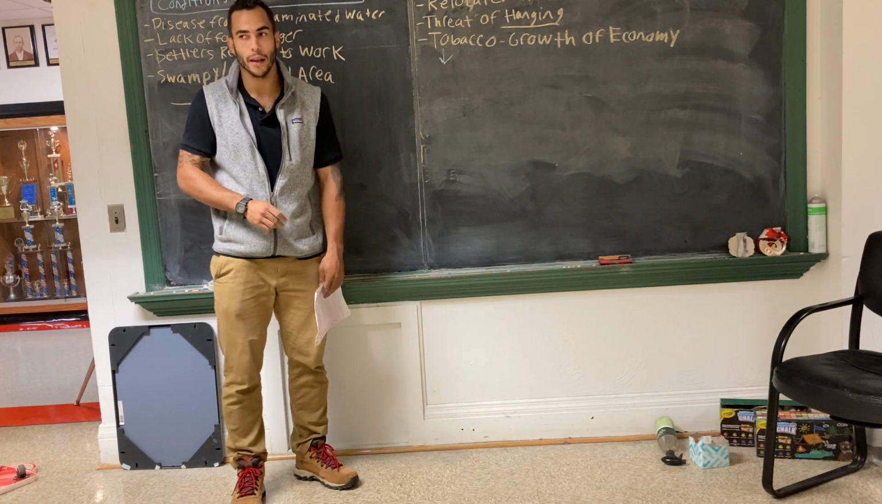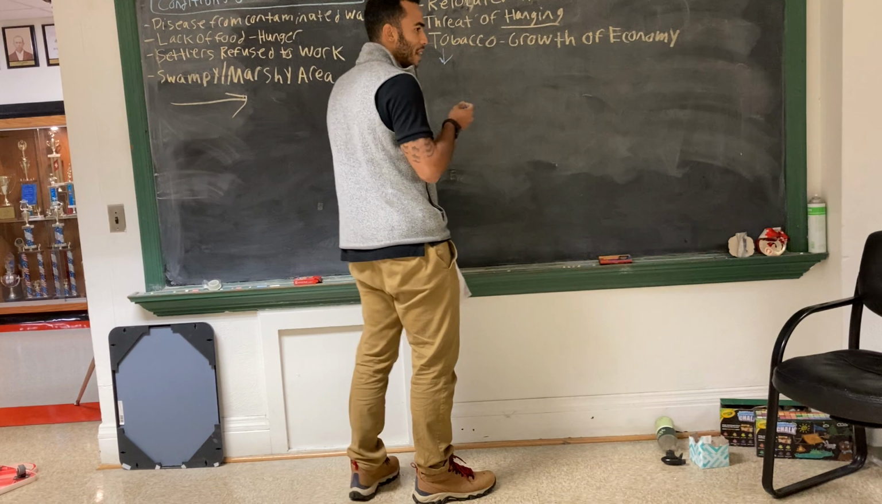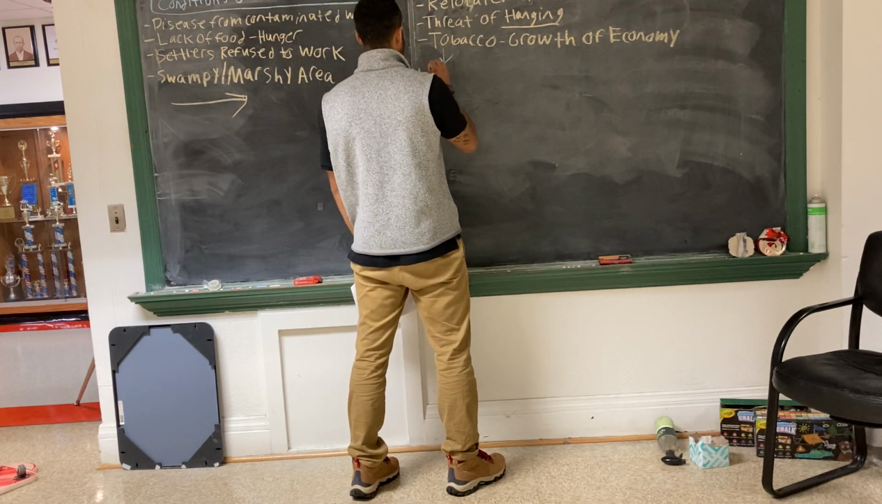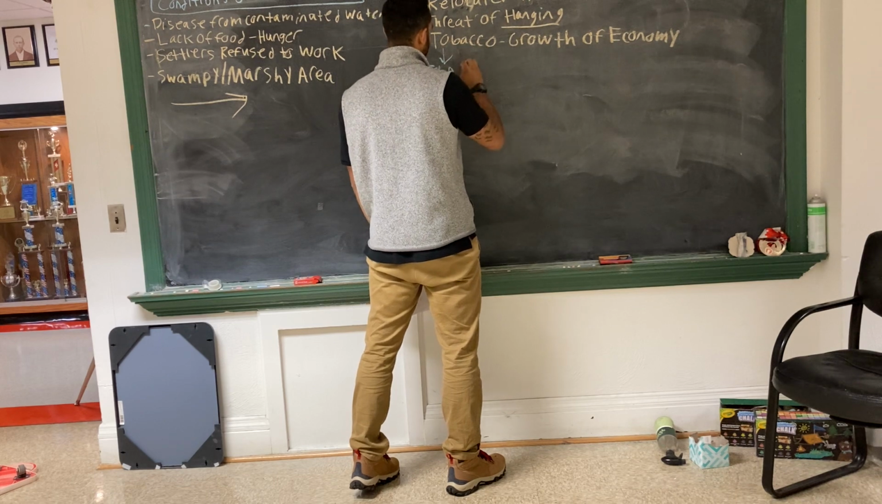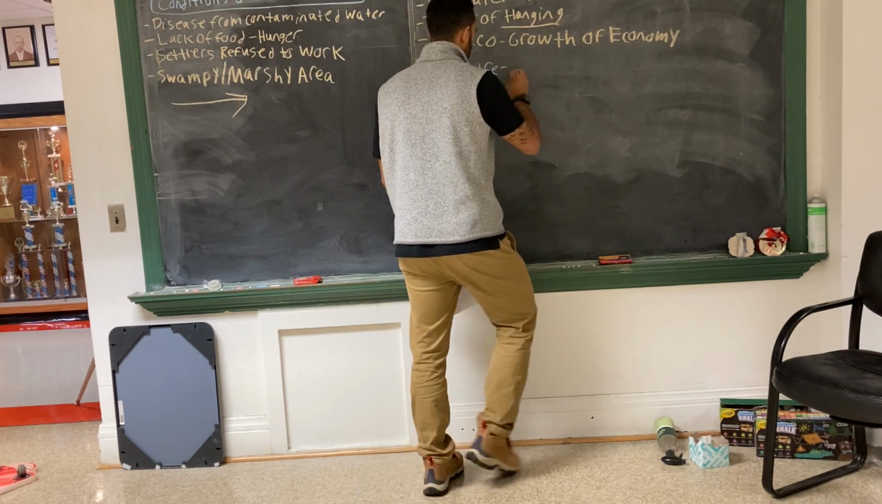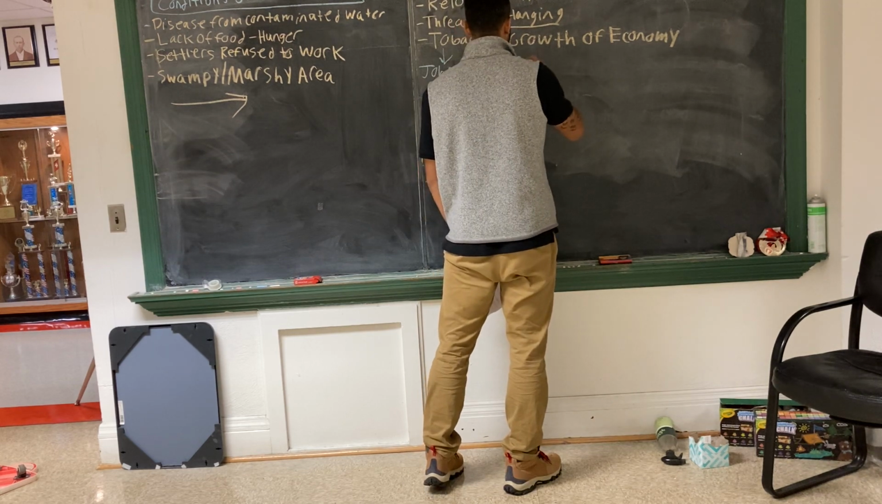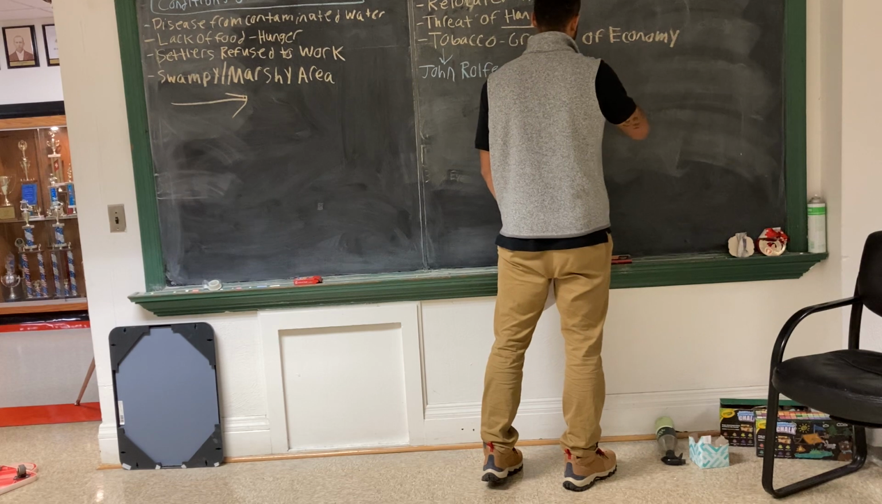His name is John. F. Kennedy. John Rolfe. What'd you say? John Elway. John Elway. All right. Good quarterback. John Rolfe. Created tobacco in the colonies.